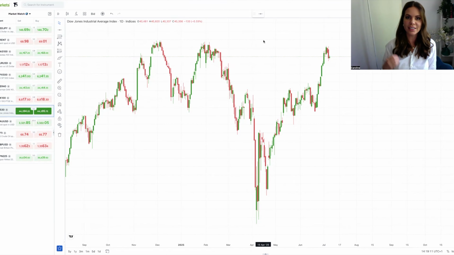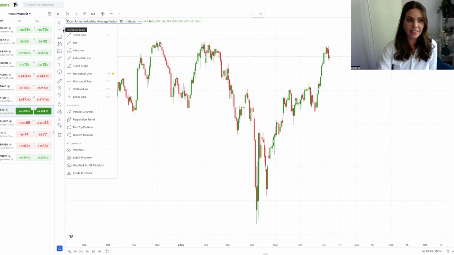So on Thinkmarkets, I use the horizontal line tool to draw on my support and resistance levels. So you'll see on the side here, if I click the second one down, I can get the horizontal line tool here. I use it so often that I put a star next to it so it appears on my screen all the time, and it's quick and easy for me to grab.